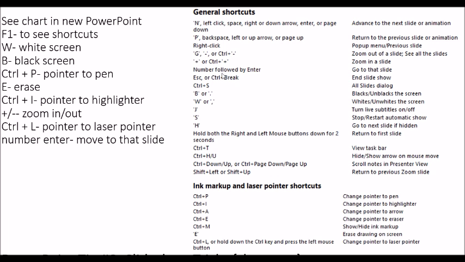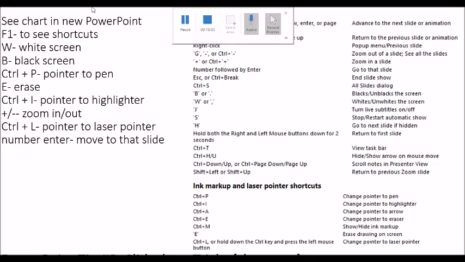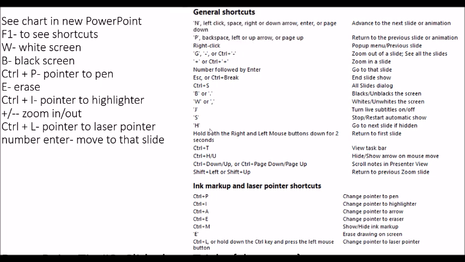The first one, if I'm in slideshow mode and I hit the letter W, it turns to a white screen. I might want to draw all over that screen. May want to have the information disappear while I ask a question, whatever. But if I hit W again, I come back to where we are. Hit B, and we've got a black screen. Control P turns my pointer here into a pen, so I can actually start writing on this slide. And when I'm done writing, I want to move on to something else. I hit E, and we've erased it.